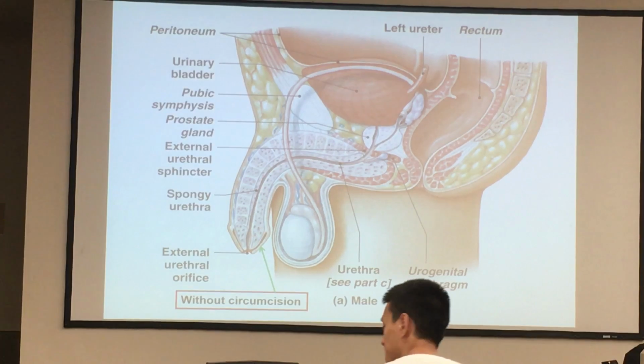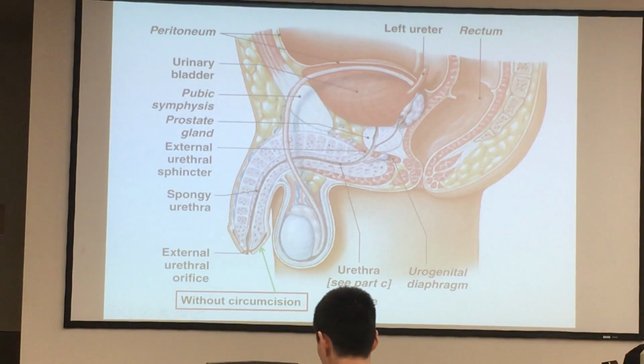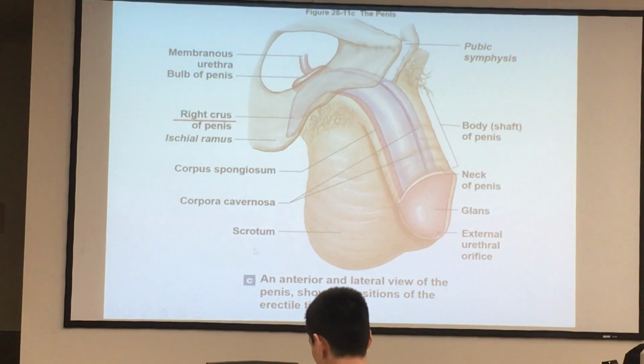Okay, now I want to show you where the prepuce is. It's right here. This one is without circumcision, so you can see that. And the neck is right here. And this part easily accumulates bacteria. And this part is completely cut out, and so it's much easier to clean. It reduces this waxy material called smegma, but not 100%.